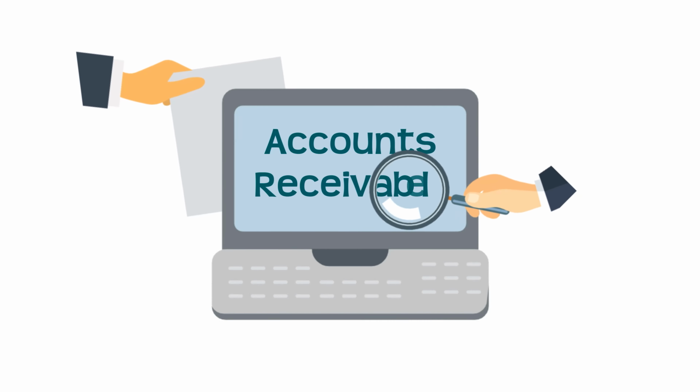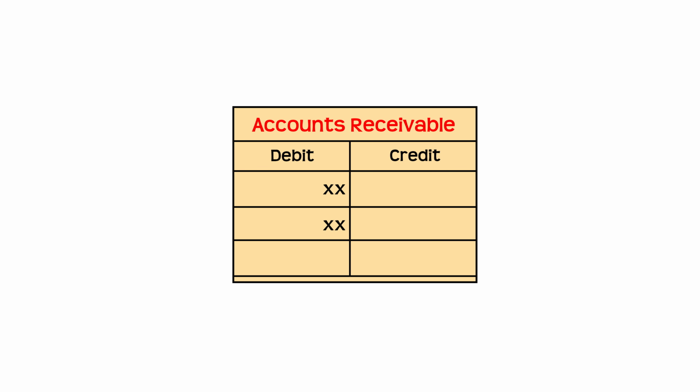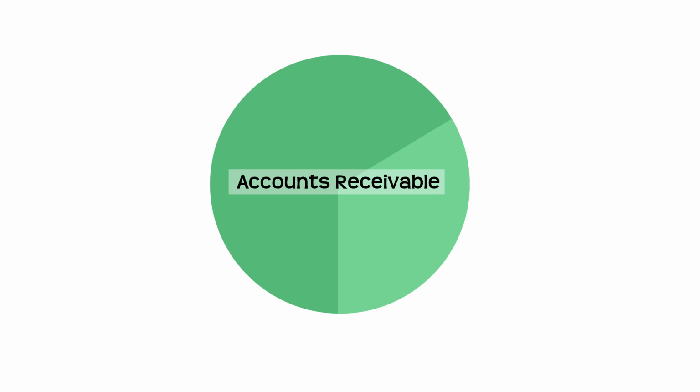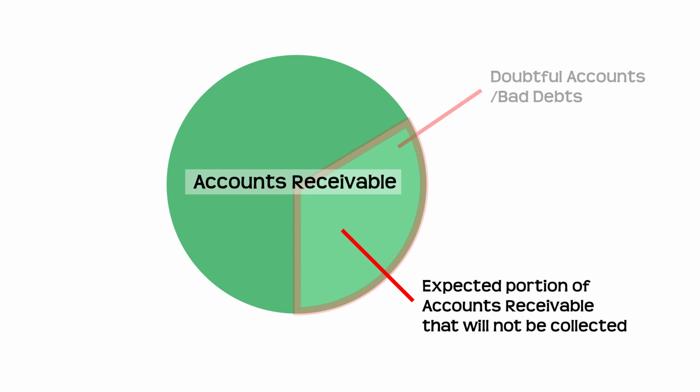Accounts receivable arise when sales to customers are made on credit. Credit sales are recorded by increasing accounts receivable. However, not all accounts receivable are collected, as every company wants to. That is why companies expect that a portion of their receivables from customers will not be collected. The uncollectible accounts are recorded as doubtful accounts, or more commonly known as bad debts.